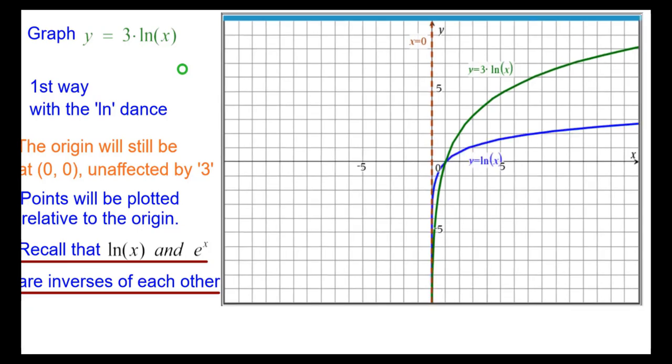Compare that to the parent function, and you can see that for this value of x, from blue to green, the y values are tripled. For this value of x, the y values are tripled from blue to green. In fact, for all of them, that's what that coefficient here does to the graph.